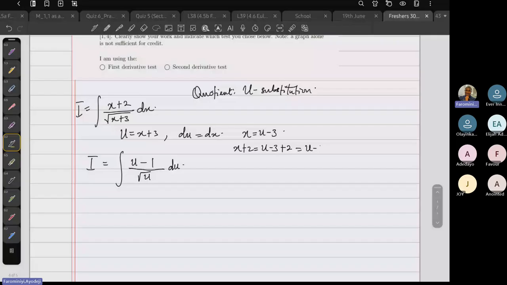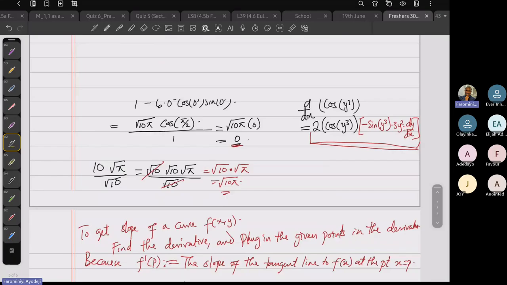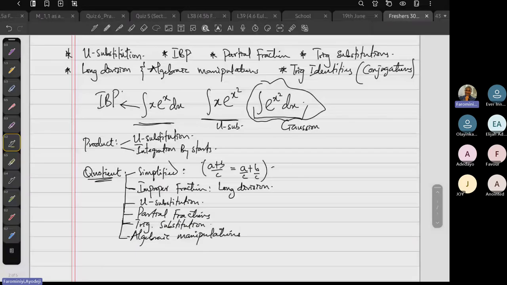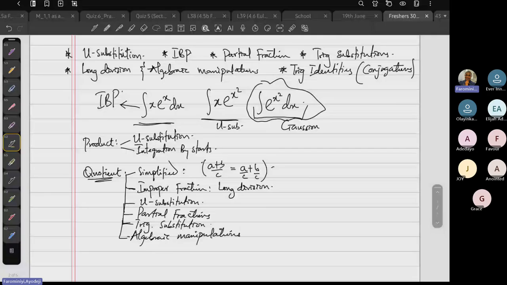Okay, so does anybody have an idea of what we can do from here? How can we go ahead with it? I think we can differentiate, but I don't know. So you remember what I said to do when we have a quotient? When you have a plus b over c, a single expression in the denominator, you can split it up into a over c plus b over c.